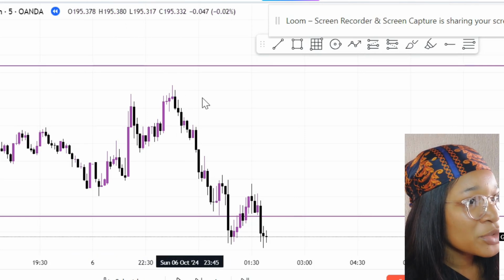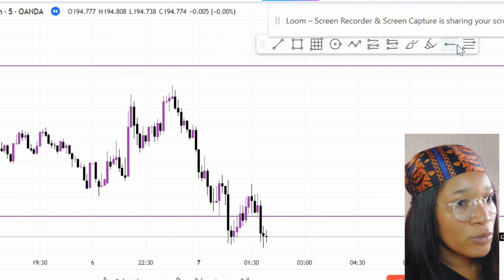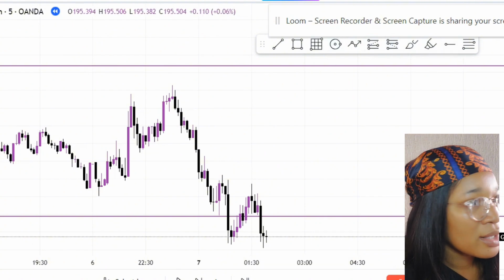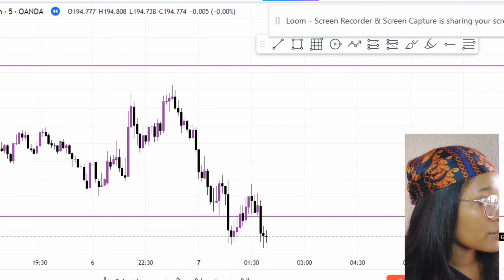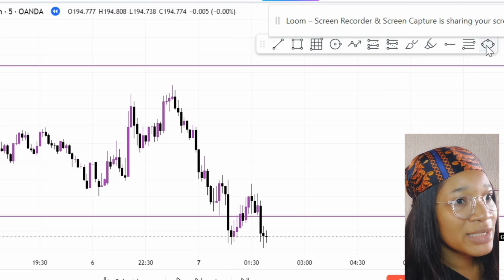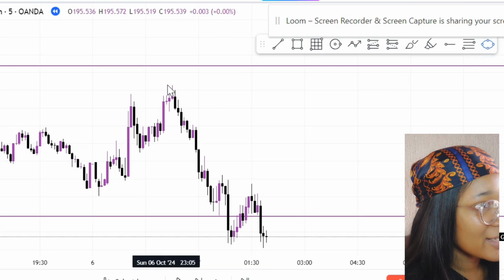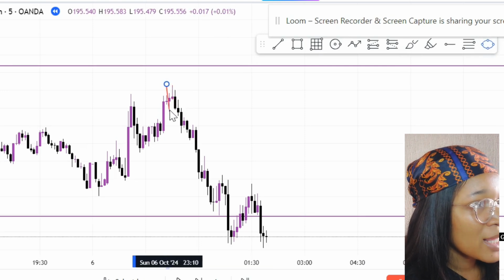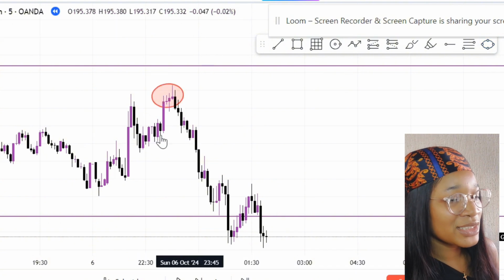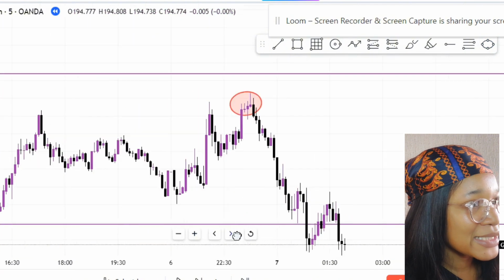Okay, but you can see this is a clear one. This right here shows to me that price is giving me an indication. It shows me that price wants to actually sell.